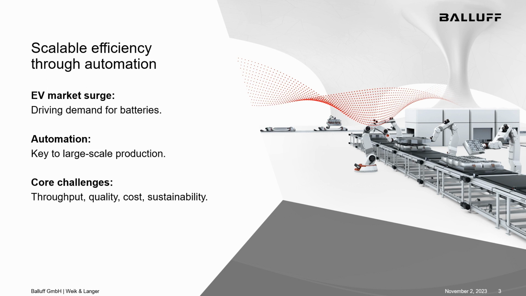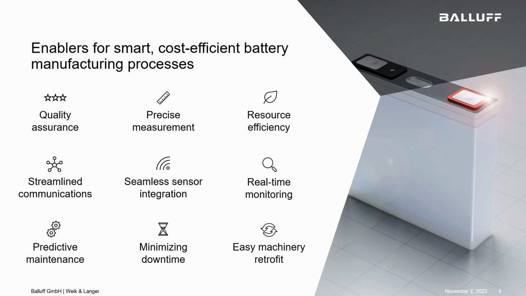In the following 30 minutes, roughly, we will take a deep look at how IO-Link technology in automation, in battery manufacturing processes, can be of benefit in order to be more efficient, more effective, and reduce costs. First of all, let's take a quick look at the enablers for smart, cost-efficient and cost-effective battery production processes, where a lot of different factors come into play, as you can see here on the slide.